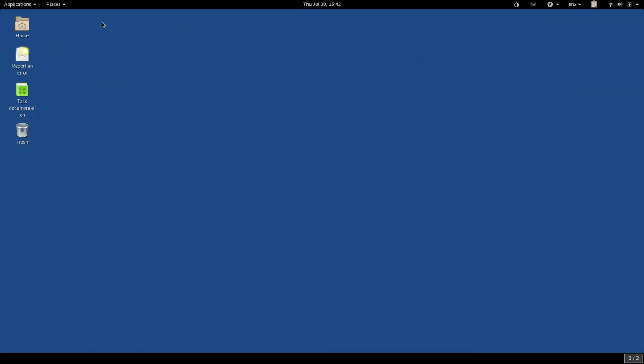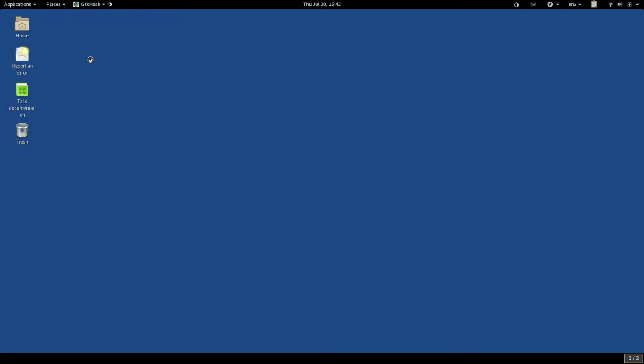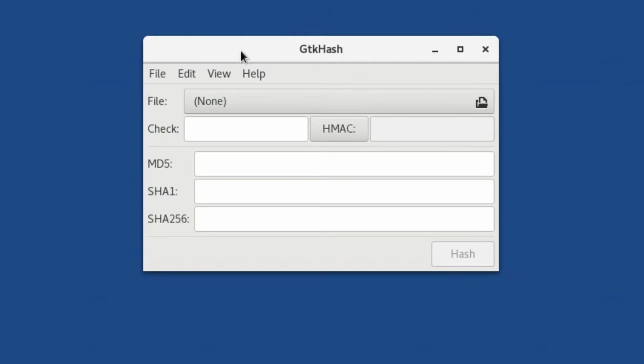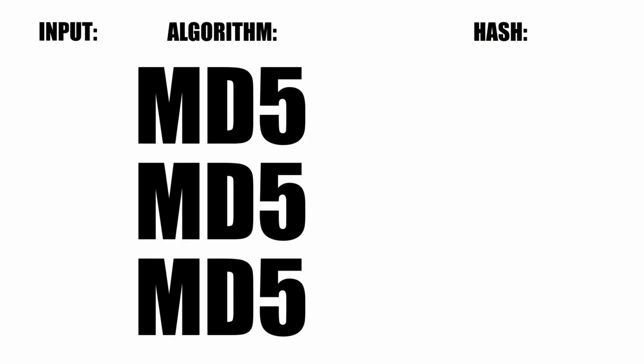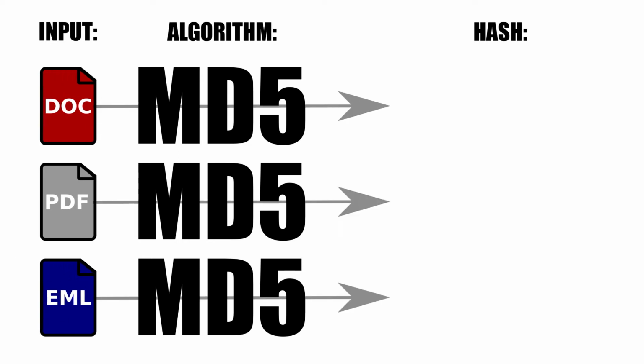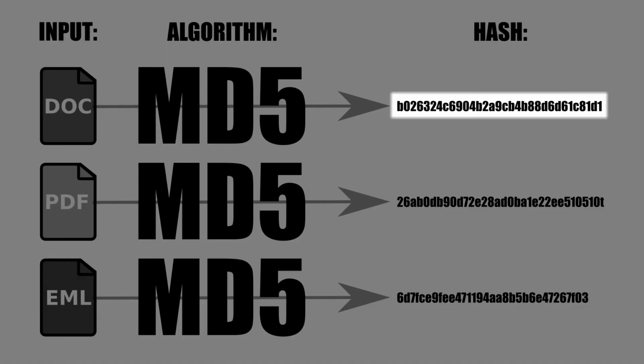Another built-in specialist application on Tails is GTK Hash. GTK Hash takes files and uses something called a cryptographic hash function to generate the cryptographic hash of the file. Think of it like this. A cryptographic hash function is a mathematical equation that takes a file and gives you a sequence of letters and numbers of a specific length. The cryptographic hash of this file looks like this.